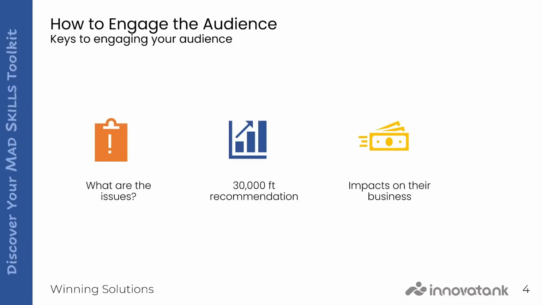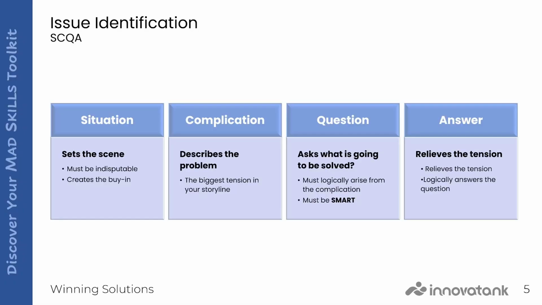Quite often we do this through things like executive summaries where we talk about what the issues are. Give them a 30,000-foot recommendation, so a very high level idea of what the recommendation and what the impact on their business is going to be. And then once you've done that, you can start to go through the situation, complication, question, answer, setting the scene, describing the problem, asking what's going to be solved, and then relieve the tension by allowing that answer to come through.